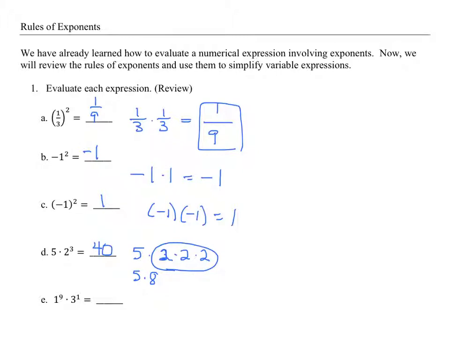The next one is 1 to the 9th times 3 to the 1st. Well, 1 to the 9th is just 1, right? And 3 to the 1st is just 3. So 1 times 1 times 1 times 1. All these ones multiply together will be 1 times 3 is 3.